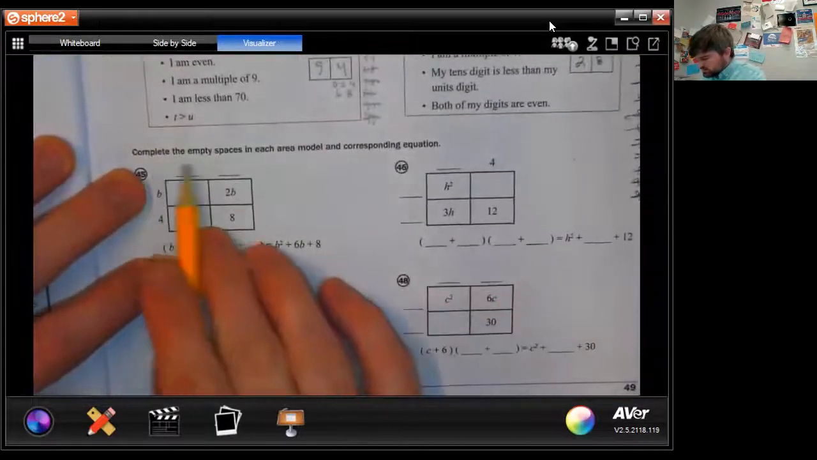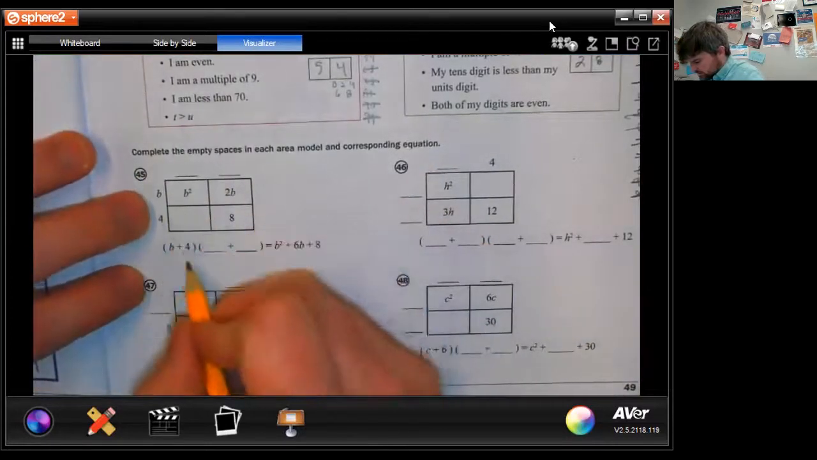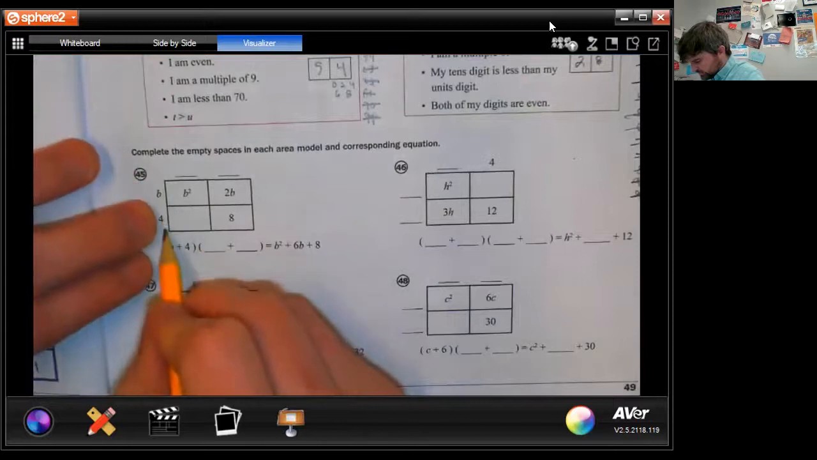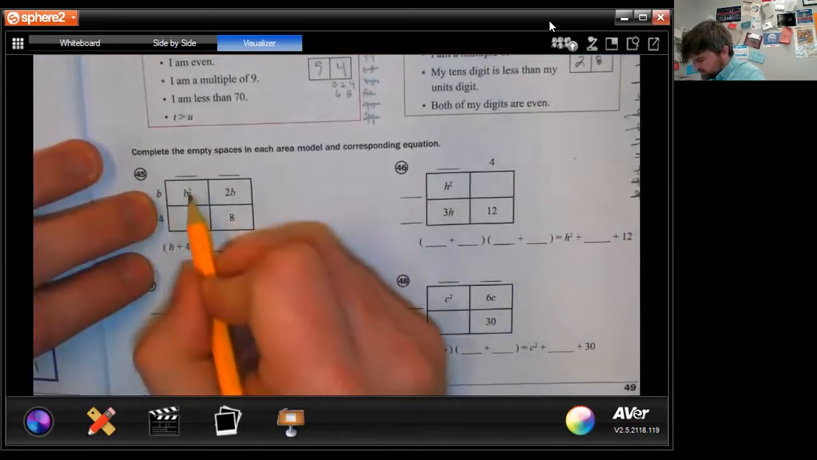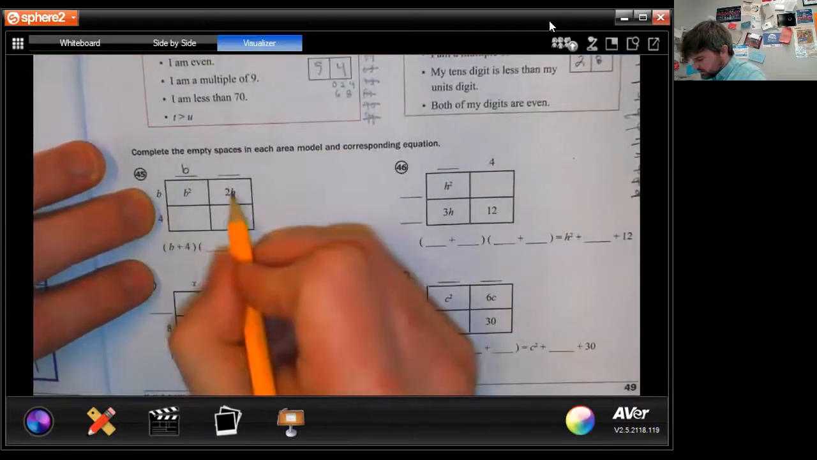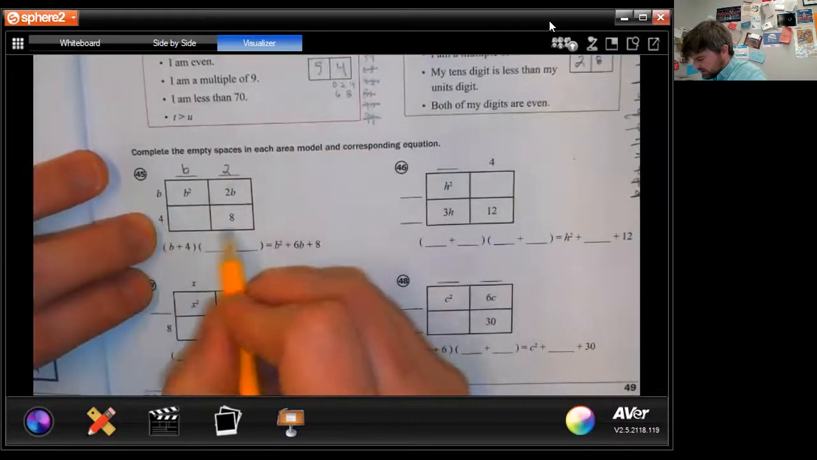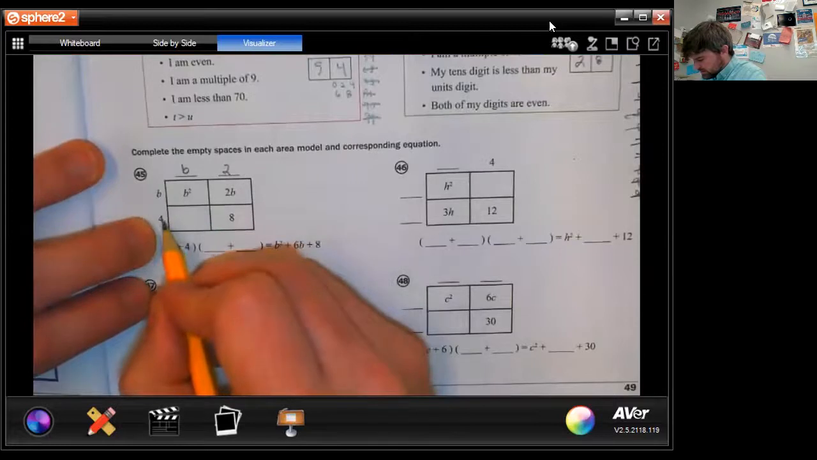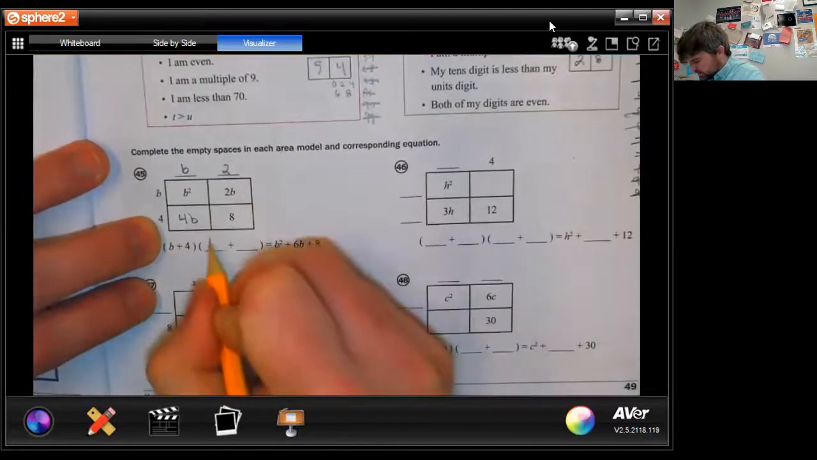All right, complete the empty spaces in each area model. Okay, so b plus 4, you got b plus 4. Okay, they've left this out. Well, b times what is b squared? So this has to be a b. And then b times what is 2b? That's got to be a 2. Okay, 2 times 4 is 8. B times b is b squared. So this needs to be a 4b. And this was b plus 2.